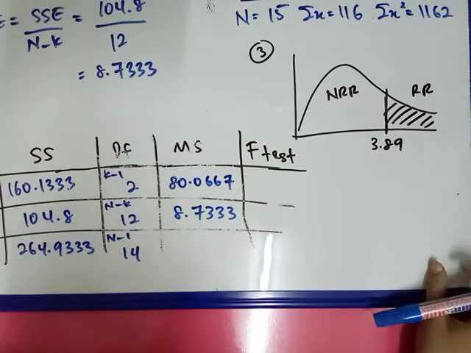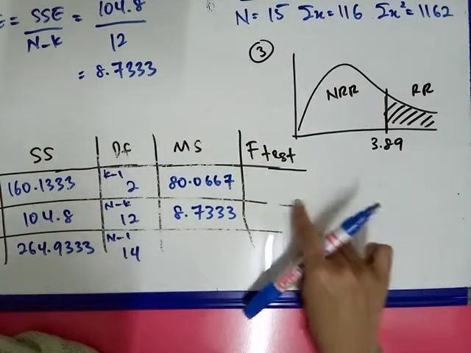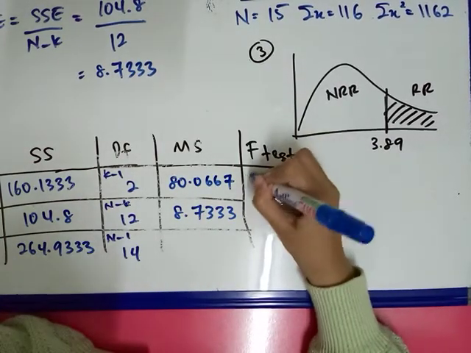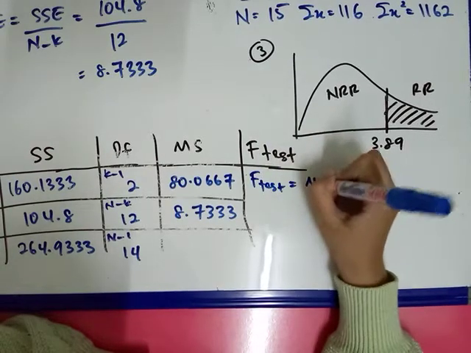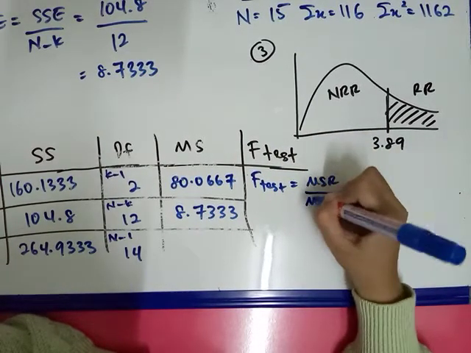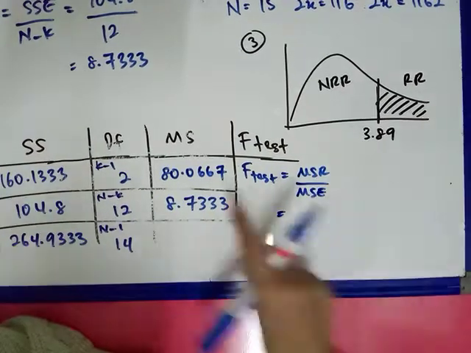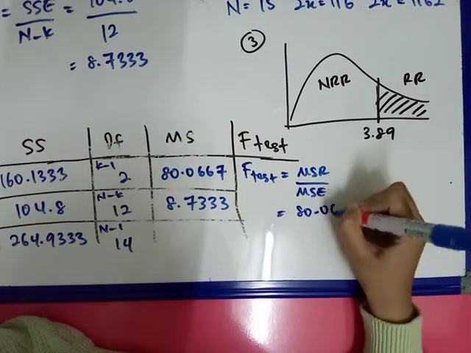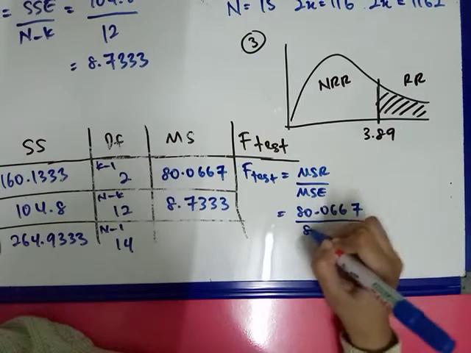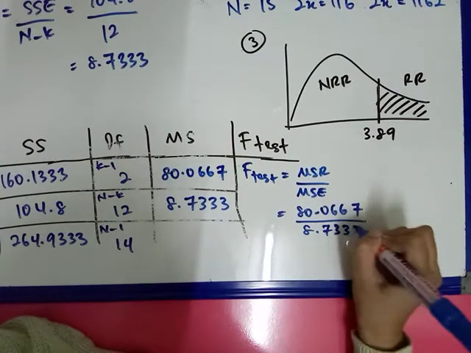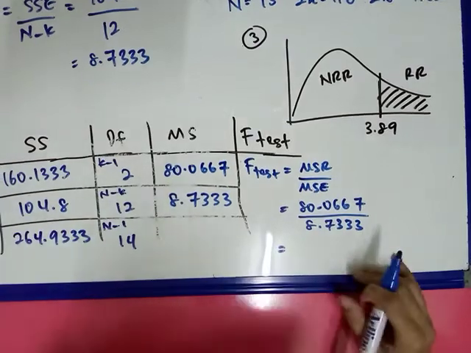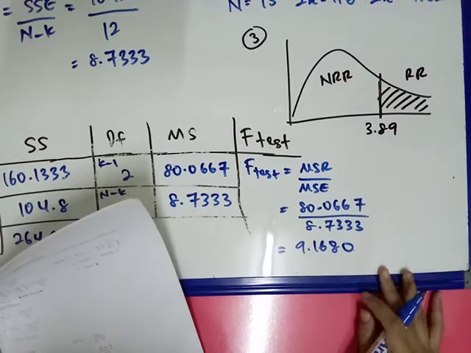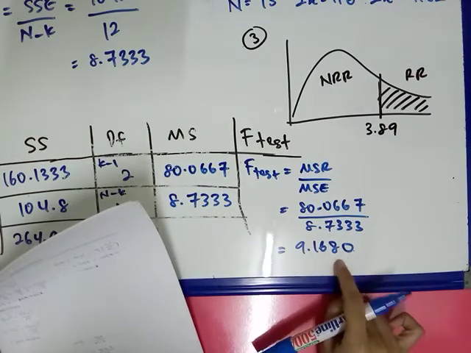Okay, and then after you have done calculating the ANOVA table, then you can calculate the F test. What is the formula for F test? MSR divide MSE. So we know that MSR is 80.0667, divide 8.7333. So you will get the answer 9.1680. Try calculate dapat tak jawapannya.